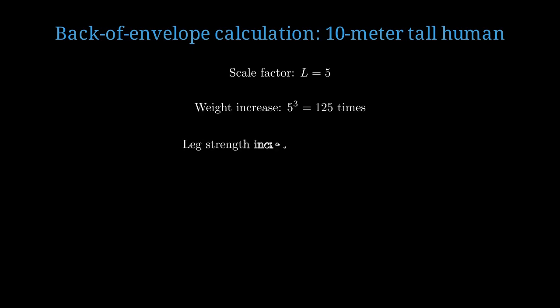Let's do a back-of-envelope calculation. Imagine scaling a human up to 10 meters tall, about 5 times normal height. Our scale factor L is 5. Weight increases by 5 cubed, which is 125 times. But leg bone and muscle strength only increases by 5 squared, which is 25 times. The stress on the bones is 125 divided by 25, which is 5 times higher. The giant's legs would likely collapse under their own weight.